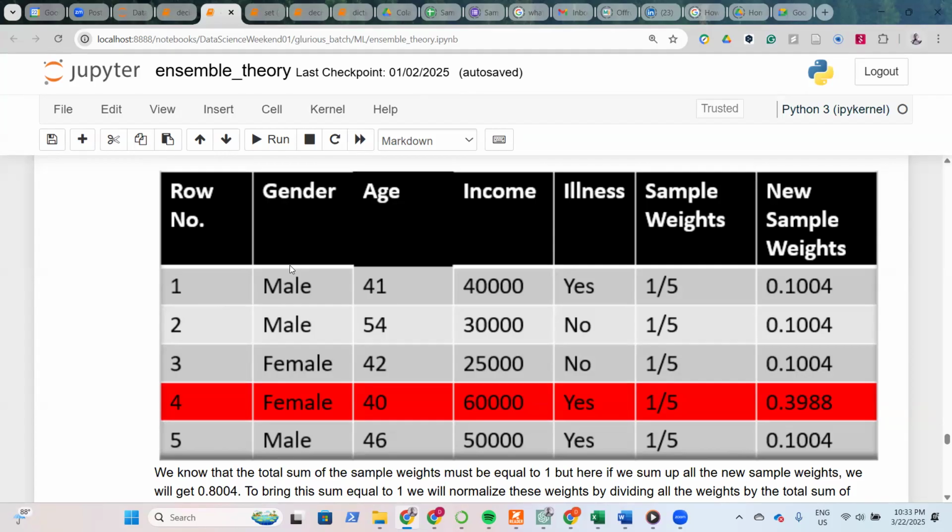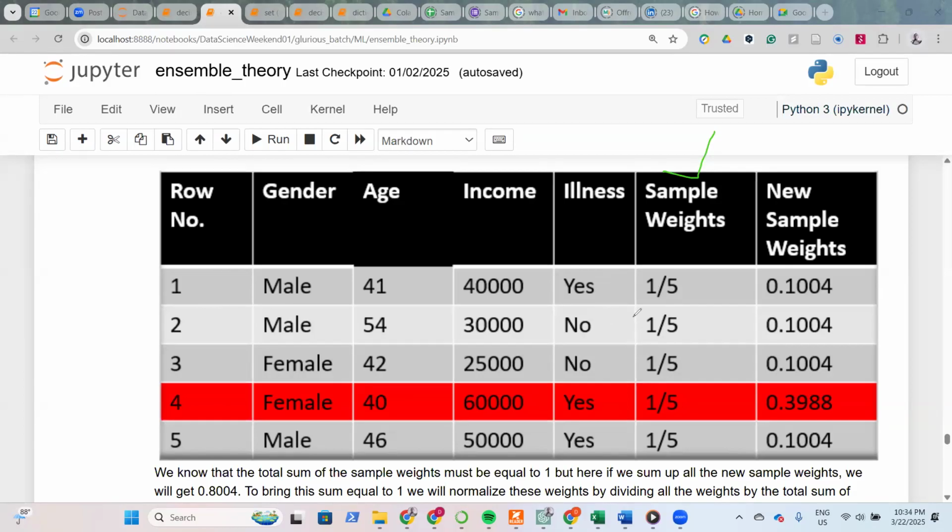So the first step, we are done with step 1. This is step 1, where we assign sample weight. Step 2 is that we are going to assign new weights. We are going to assign what? New weights to each record. This is where the math is now coming in. We are going to assign new weights to each record.